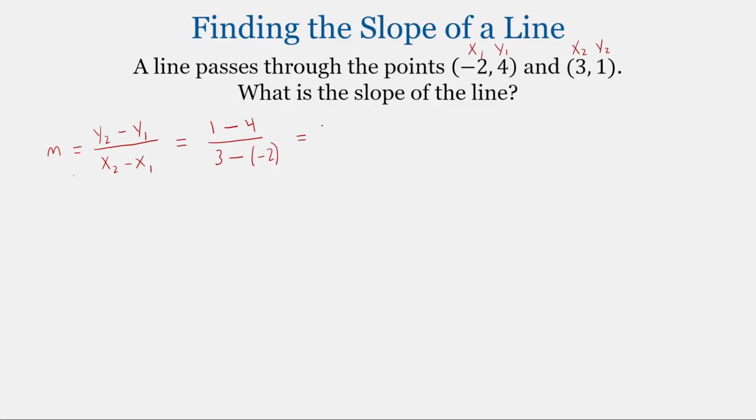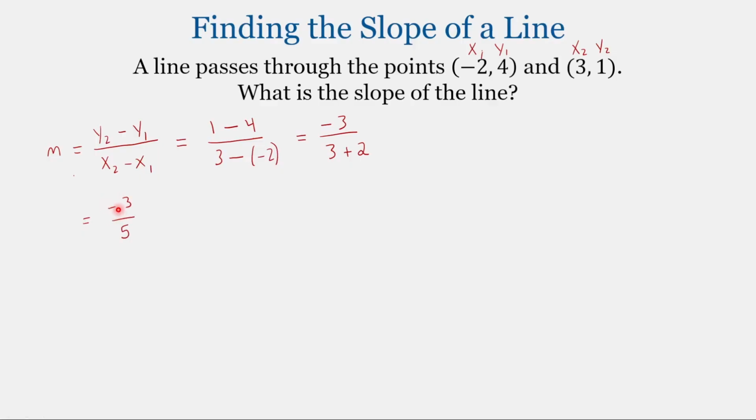1 minus 4, that is -3. 3 minus a -2, well, this is 3 plus 2, because minus a negative is addition. This is -3 over 5.